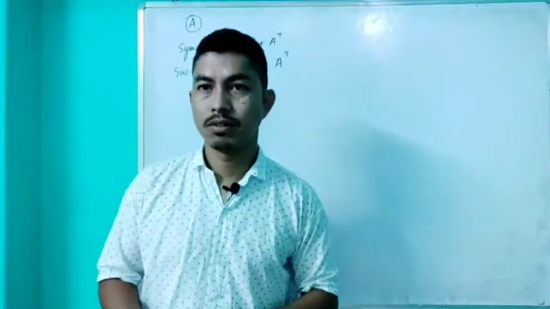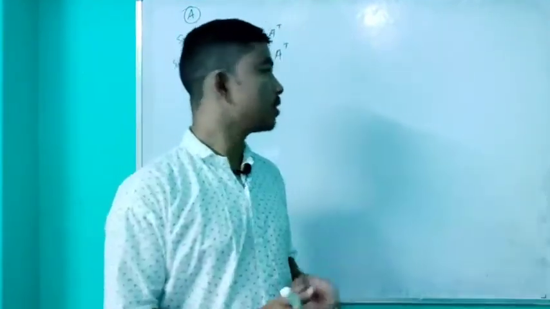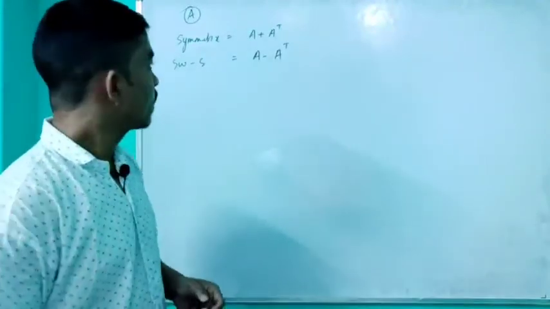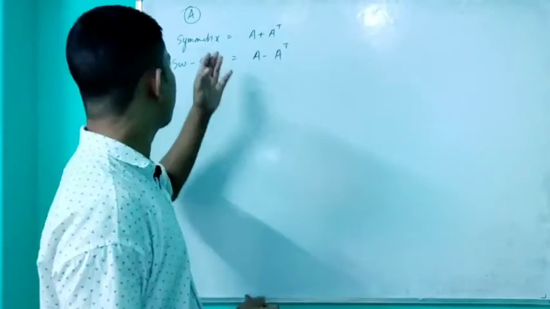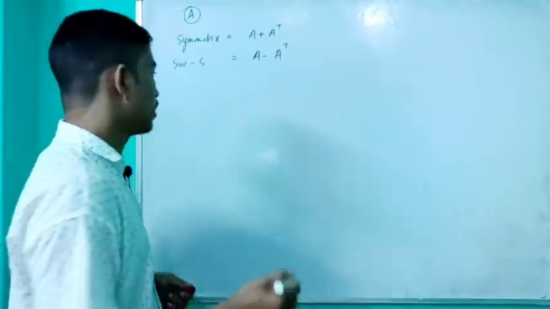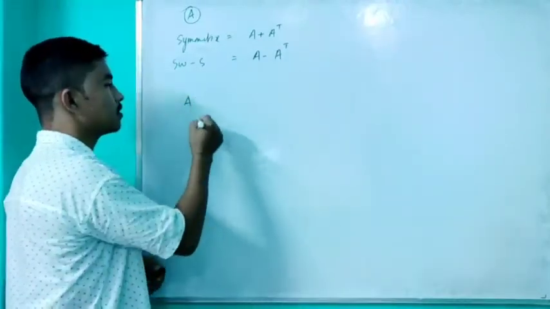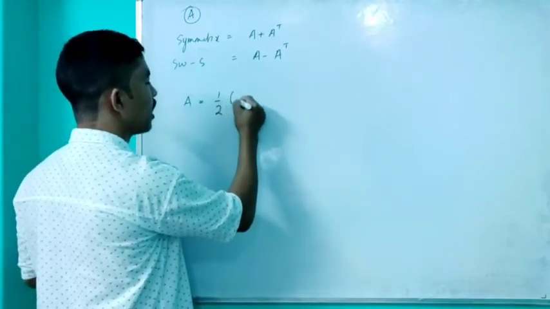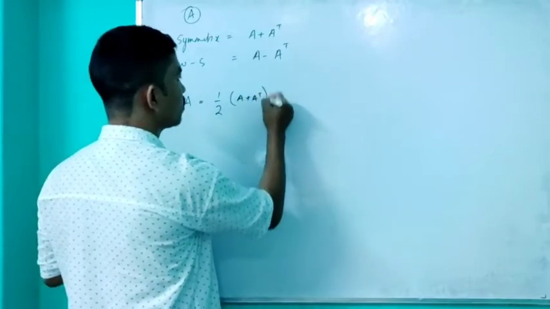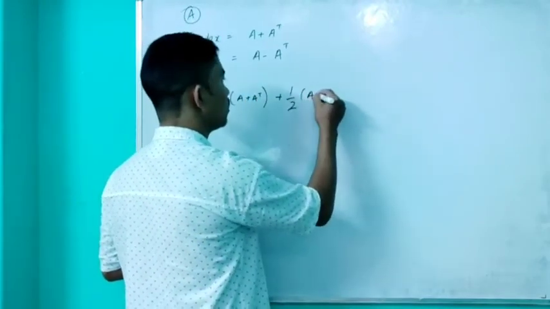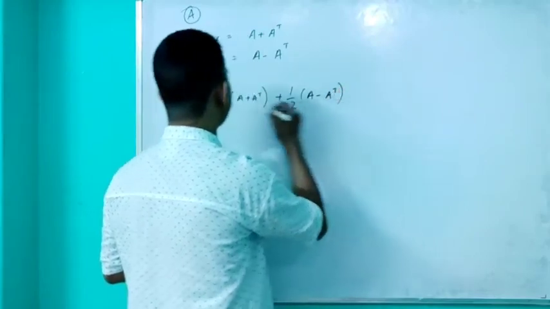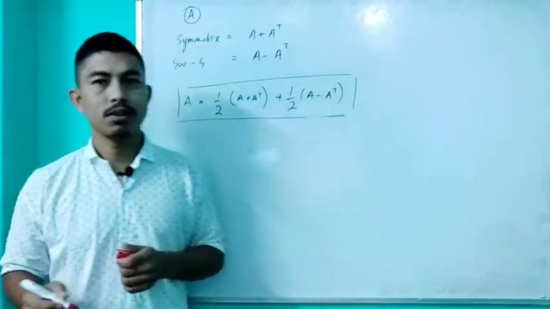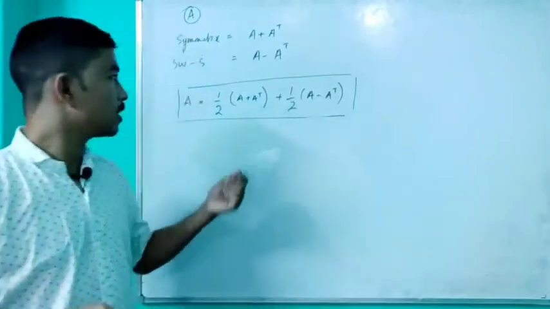And also the second property, or the second use, of the symmetric and skew symmetric matrix is that every matrix can be expressed as the sum of a symmetric and a skew symmetric matrix. Suppose A is the given matrix, then A can be expressed as the sum of half of (A plus A transpose) plus half of (A minus A transpose). Okay, so using this formula we can easily express the given matrix as the sum of its symmetric and skew symmetric matrix.